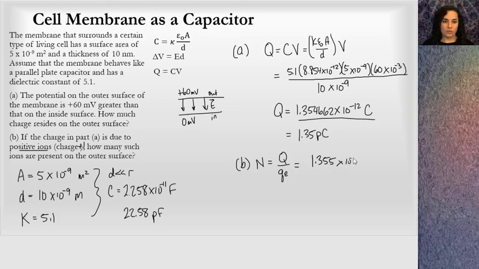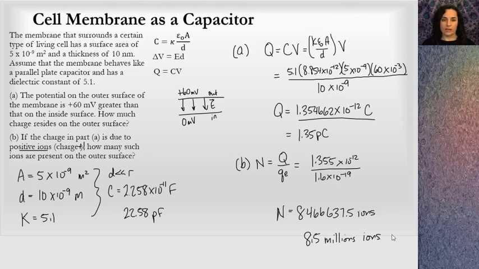So I'll take 1.355 times 10 to the negative 12th and divide by the elementary charge, 1.6 times 10 to the negative 19th. And you can see we're going to get a lot of ions on here. You get 8,466,637.5 ions. So that's about 8.5 million ions. That's not the total number of ions, obviously, but that's the number of ions that has accumulated to have a net charge on the outside of the cell and on the inside of the cell.